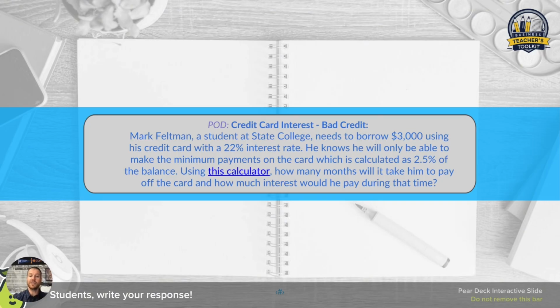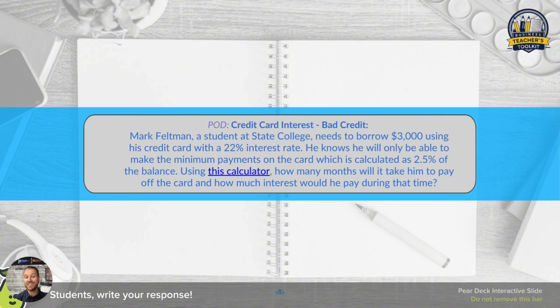I give you 2 different examples. One of them is a student that is at the state college and needs to borrow $3,000 using their credit card with a 22% interest rate. He knows he can only make the minimum payments on that card, and the credit card company is using 2.5% of the balance for those minimum payments. Using the calculator, which I provide and link in here, how many months will it take him to pay off the card, and how much interest would he pay over the time that he is paying that card off?